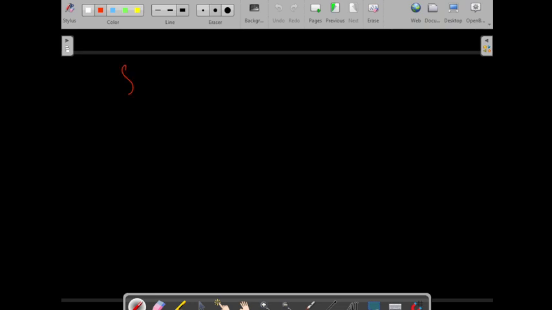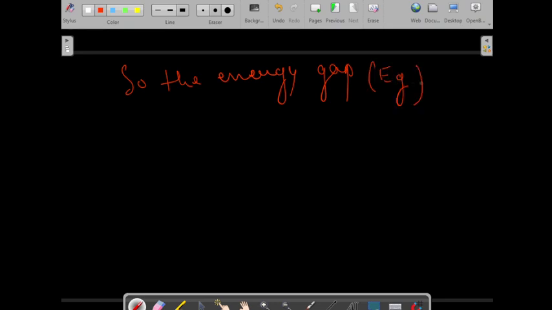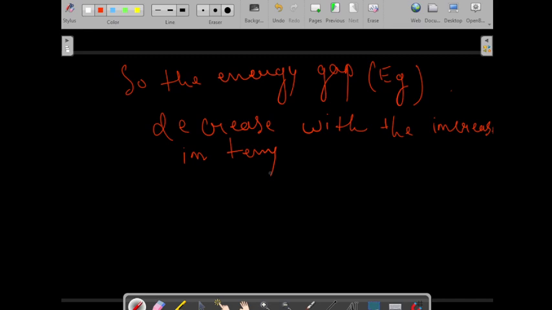So the energy gap EG decreases with the increase in temperature, as a linear variation.